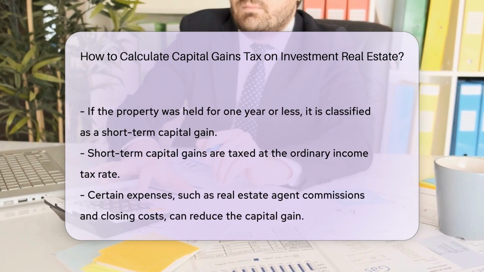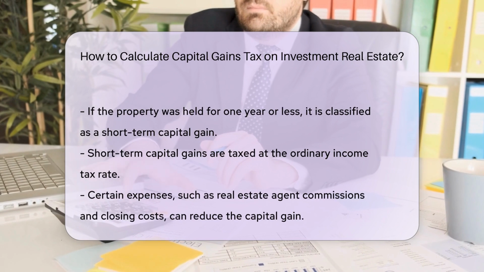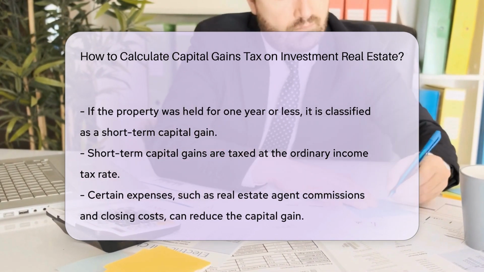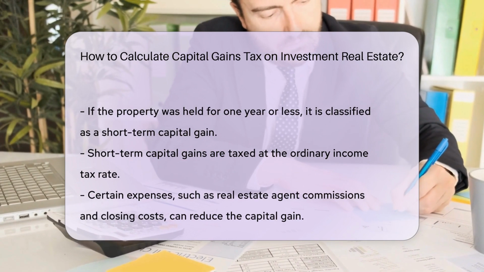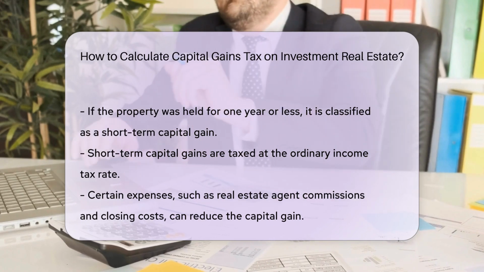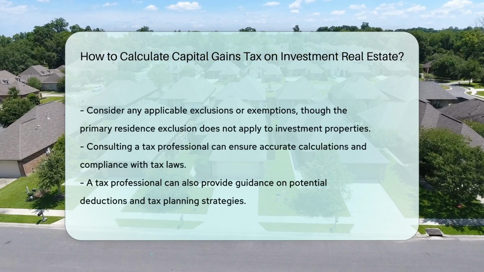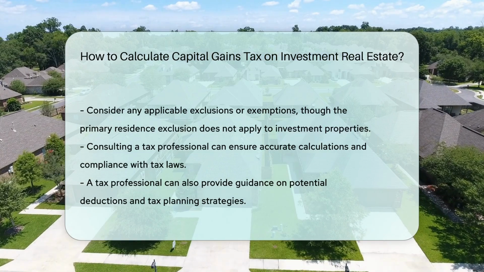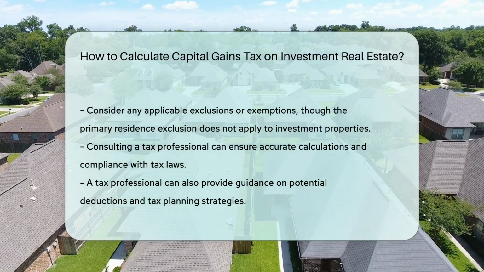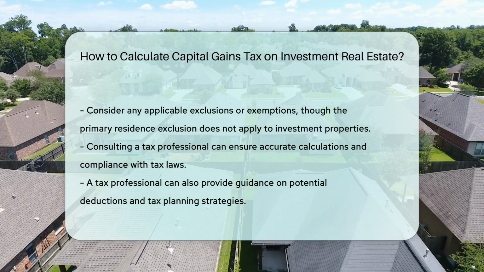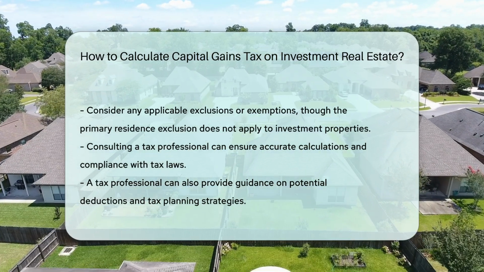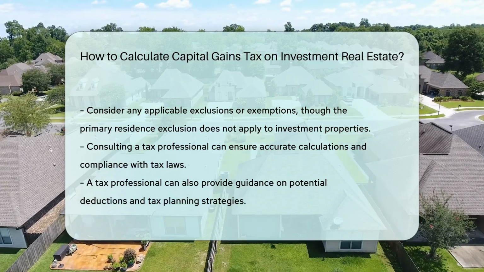Additionally, certain expenses can reduce the capital gain. These expenses include selling costs such as real estate agent commissions and closing costs, and it is important to consider any applicable exclusions or exemptions. For example, the IRS allows a primary residence exclusion under certain conditions. However, this exclusion does not apply to investment properties. And consulting a tax professional can ensure accurate calculations and compliance with tax laws. They can also provide guidance on potential deductions and tax planning strategies.